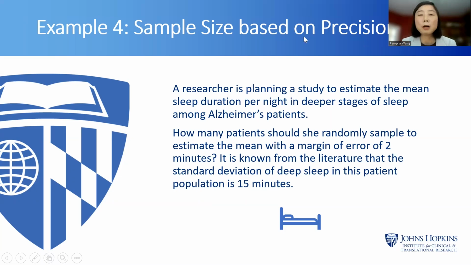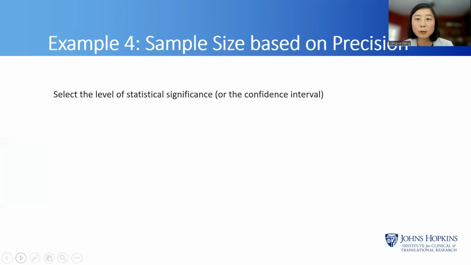I'm going to go a little bit faster for this example as we're running out of time. This one is a sample size calculation based on precision. This researcher is planning a study to estimate the mean sleep duration per night in deep stages of sleep among Alzheimer's patients. How many patients should she randomly sample to estimate the mean within a margin of error of 2 minutes? It is known from the literature that the standard deviation of deep sleep in this patient population is 15 minutes. So this is the information we have for the sample size calculation.